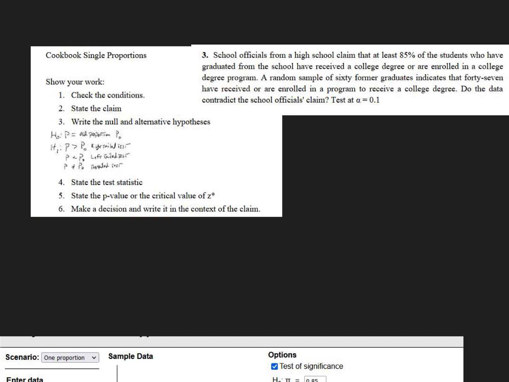Now we just got to make sure we get a normal distribution. And how we do that is we do n times p has to be bigger than 5, and n times 1 minus p, or q, also has to be bigger than 5. If that's true, if we were to graph all the possible outcomes of 0 out of the 60 to 60 out of the 60, we'd get a nice normal curve. But let's see if this works.